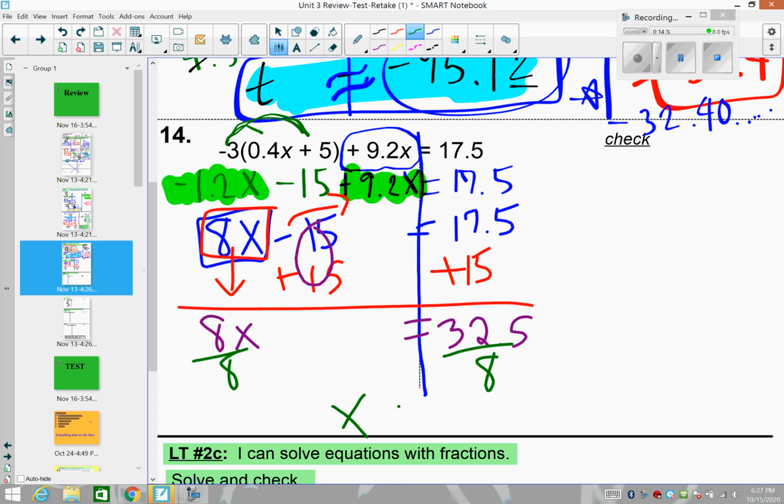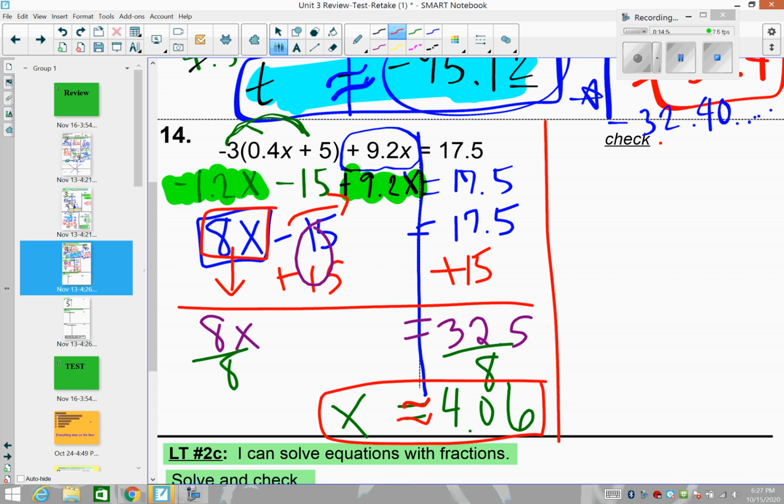So we get x is equal to 4.06. We rounded to the nearest hundredth here, so I'm going to make these into approximately equal. 4.06. For the check step, I'm going to plug 4.06, which I believe to be approximately the answer, into the equation for x up here and there.